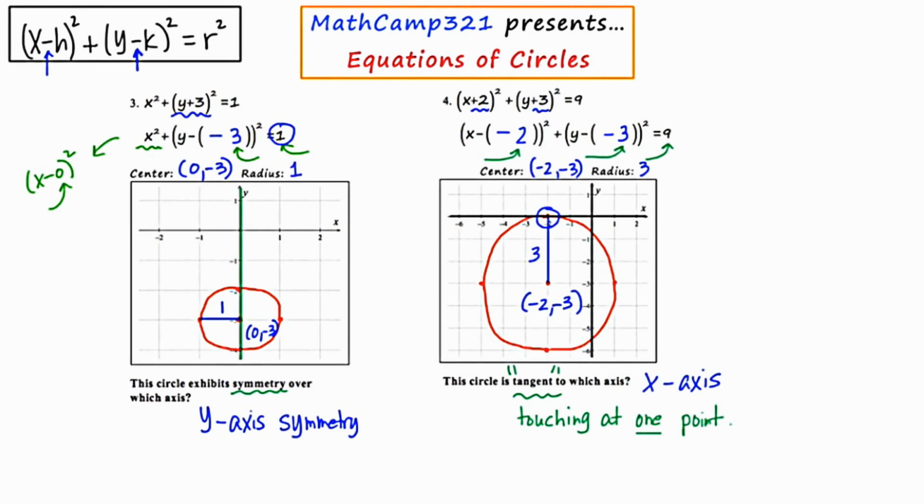So in these 2 slides, we've covered the HK form of a circle. It's a very, very important form because if a circle is written in that form, you can readily tell the center and the radius, which are probably the 2 most critical aspects of any circle.